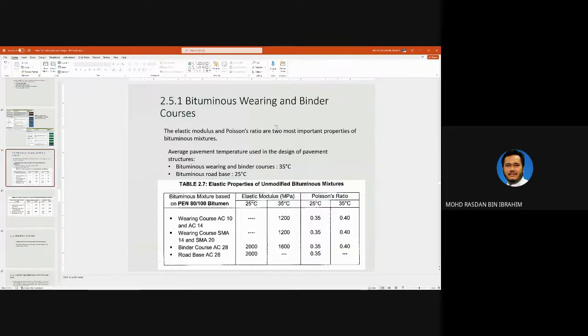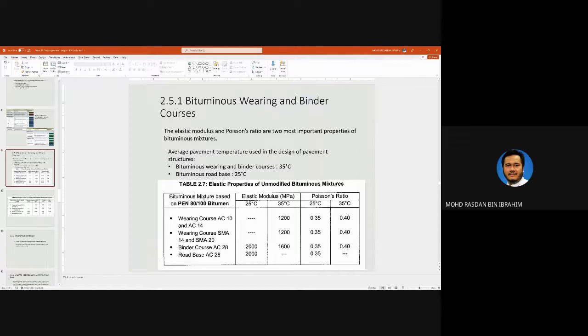So for wearing and binder course, the average temperature that is being used for analysis is 35 degrees, and for road base is 25 degrees. This is for the testing part.